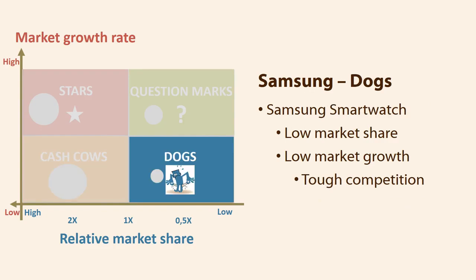The example of a dog is the Samsung smartwatch. The product failed to achieve the success that it was expected to when launched as a question mark. Tough competition from competitors like Apple Watches led to the failure of the product. Future investments are seen as a waste of company resources, which could be invested in the question mark or star categories instead.